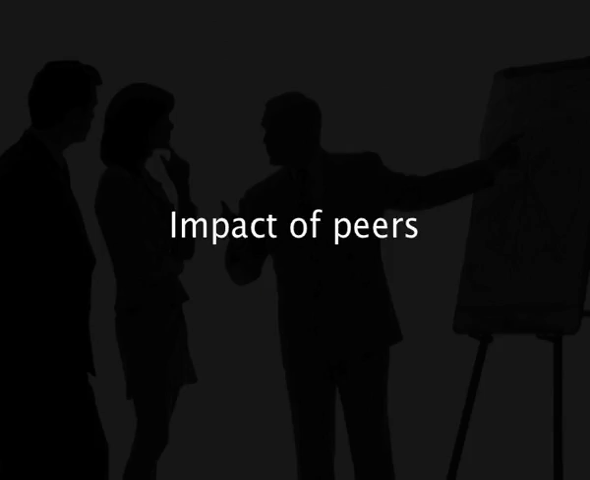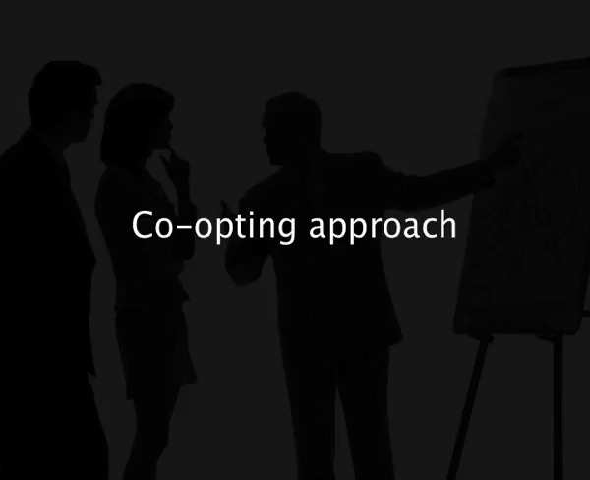Next, impact of peers. One of the factors in formation of attitude of a person is peers. Peers with high credentials can cause change in the attitude of a person. At the same time, peers with low credibility cannot influence. The next is co-opting approach. It is a process of involving dissatisfied people to improve things. People are taught to cooperate with each other.